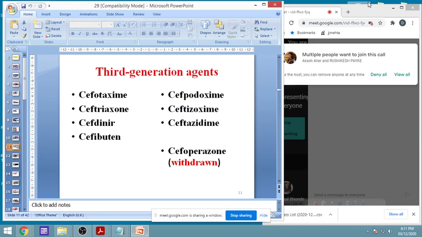Then the third generation agents are cefotaxime, very popular just a few years back. That was called Taxim, a very famous brand, cefotaxime. Then cefpodoxime, ceftriaxone, cefdinir, then ceftazidime, ceftibuten and cefoperazone. These are the various third generation cephalosporins. Out of that, the most popular are cefotaxime, cefpodoxime and ceftriaxone. Compared to the others, these three are very popular.